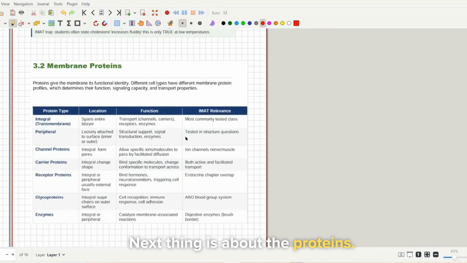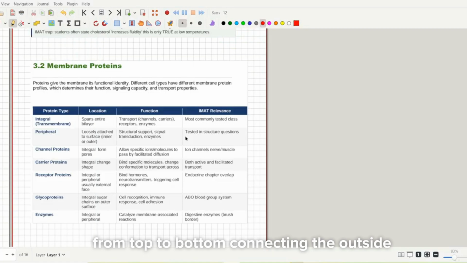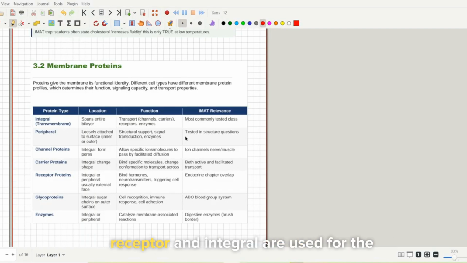Next thing is about the proteins. We already discussed the proteins. Let's go through the overview again. There are integral proteins. They are also called transmembrane proteins. They are present in the entire lipid bilayer. They help in transport. Why do they help in transport? We discussed it before, because they are from top to bottom connecting the outside and the inside of the cell, while the extrinsic proteins were only present on the outside. They were not connected from the inside. That's why extrinsic proteins are used as a receptor, and integral proteins are used for transport.